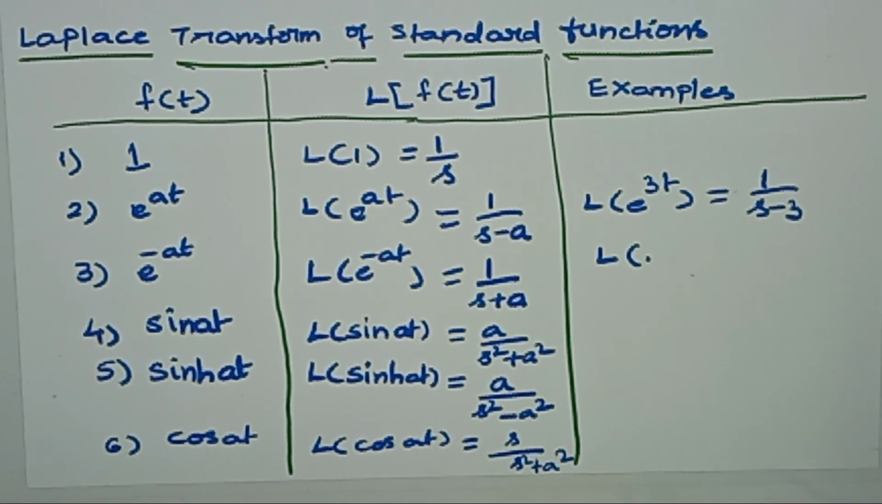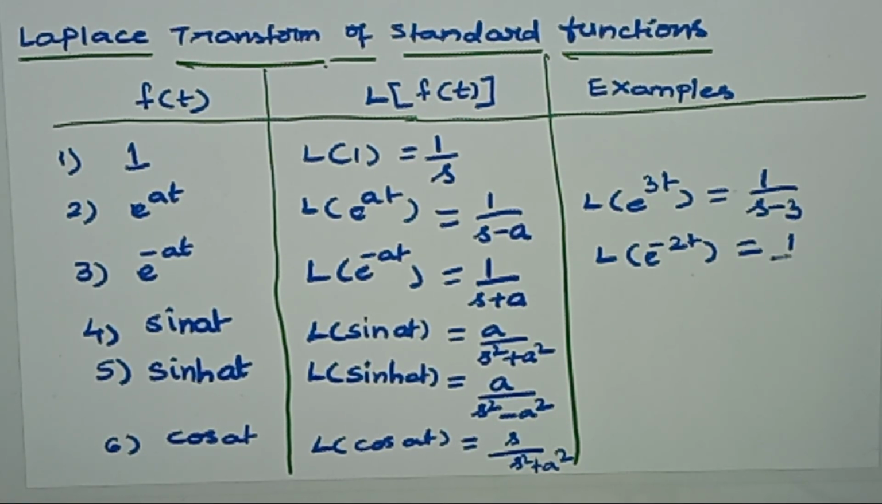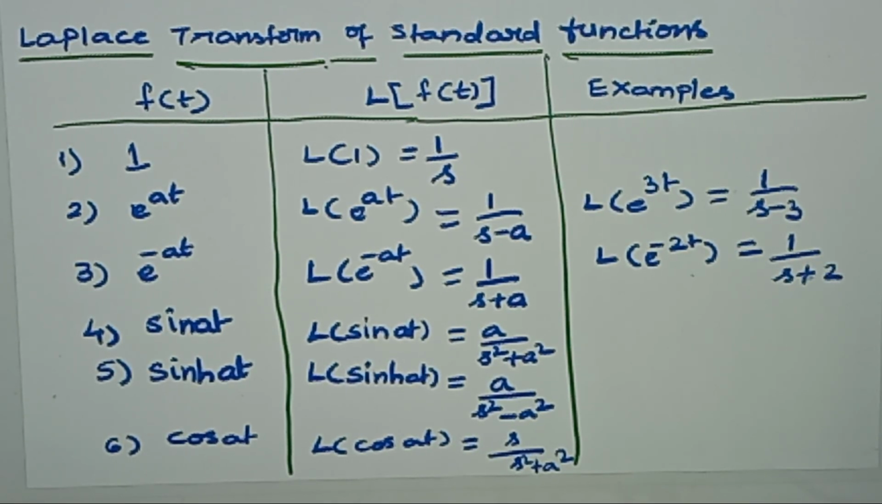If I want L of e raised to minus 2t, according to the formula, what is the Laplace of e raised to minus at? 1 by s plus a. Therefore, what should L of e raised to minus 2t be? 1 upon s plus 2.